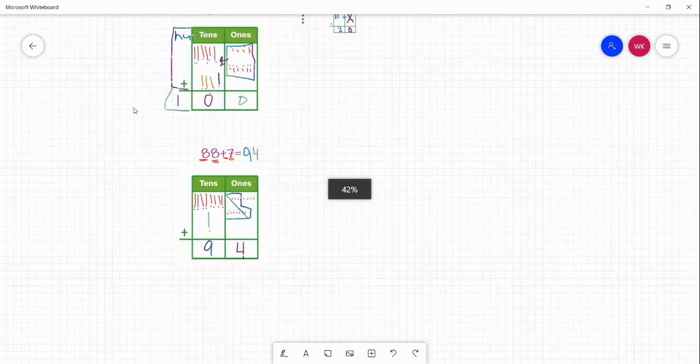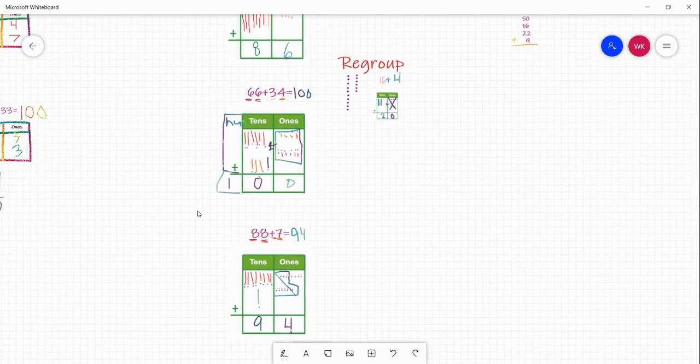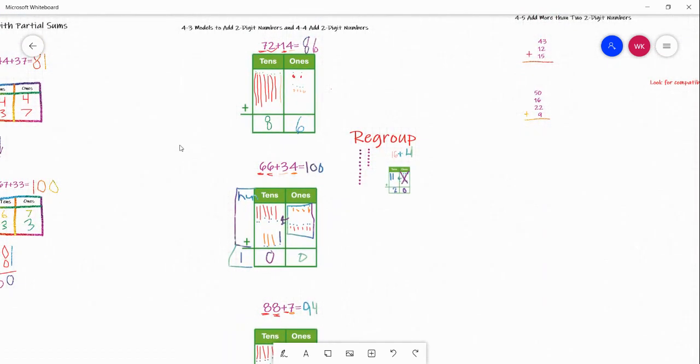So I highly recommend using these tens and ones boxes. They really help you with drawing it out and adding 2-digit numbers together. And remember, you want to regroup. If you ever have 10 ones in your one spot, you're going to regroup it, knock it over to the tens place, and then you're going to count up the rest of the ones that are in that box.